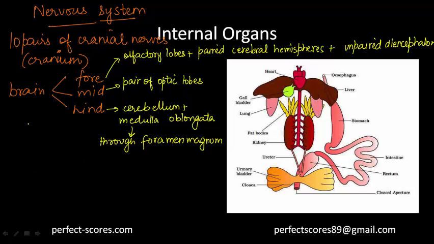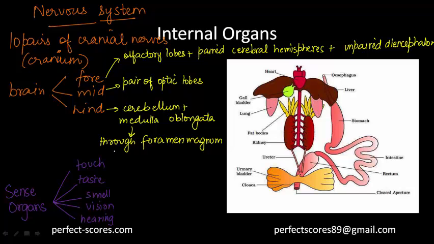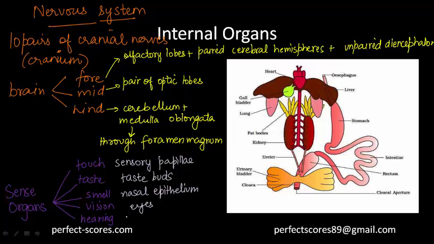And coming to the sense organs, there are 5 kinds of sense organs. Now for the touch, which is the first one, it has sensory papillae. For the taste, it has taste buds. For smell, it has the nasal epithelium. For vision, it has the eyes, the bulging eyes, and for hearing, it has the tympanum, which is the membrane, and the internal ears.